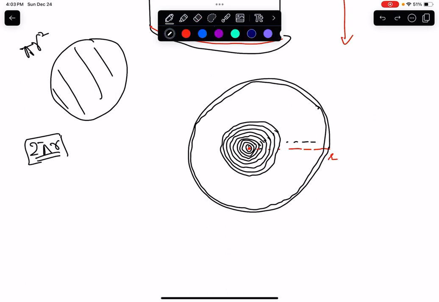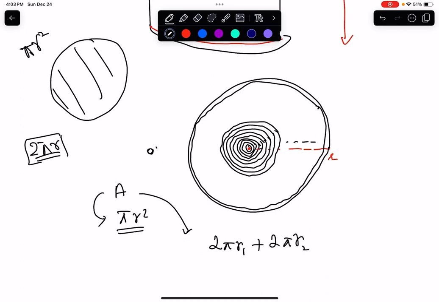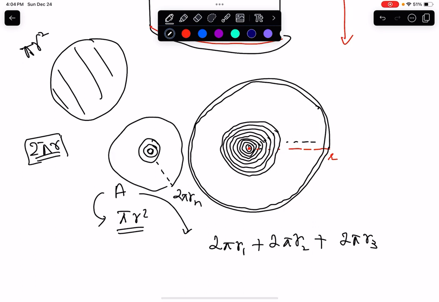So if you want to know how we get this formula for the area of a circle, then basically the area of a circle can just be the summation of 2 pi r1, where r1 is the radius of the smallest circle, plus 2 pi r2, which is a bigger line added to it, plus 2 pi r3, and all the way up to 2 pi rn. So this is like the nth radius.